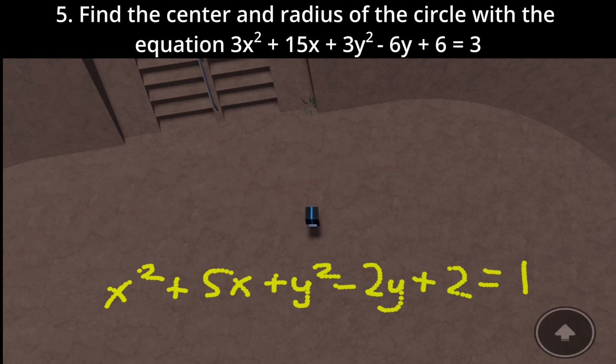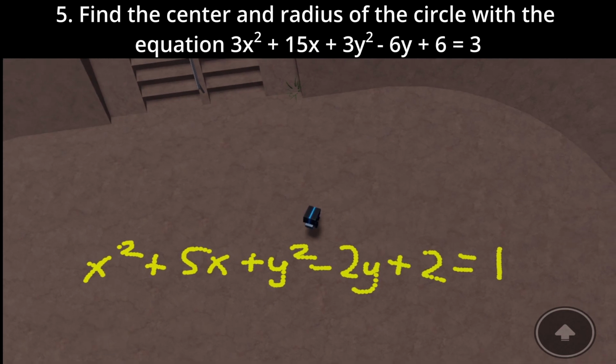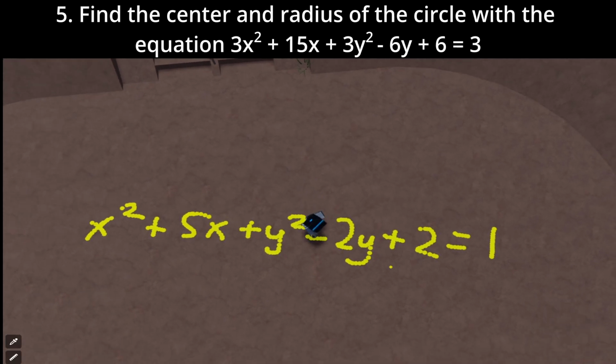So now I need to turn this equation, x squared plus 5x plus y squared minus 2y plus 2 is equal to 1, into standard form. To do that, first I'm going to subtract 2 from both sides, because remember, there are no constants on the left side of standard form. You put all the numbers on the right side to get r squared. So if I subtract 2 from both sides, this is equal to 1 minus 2, which is just minus 1.